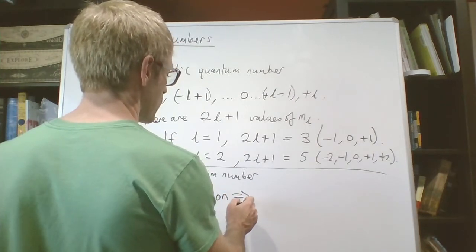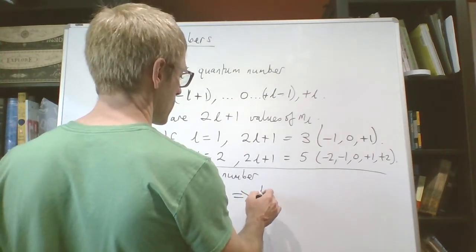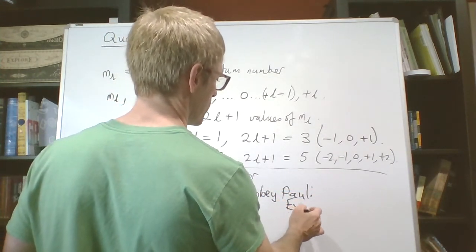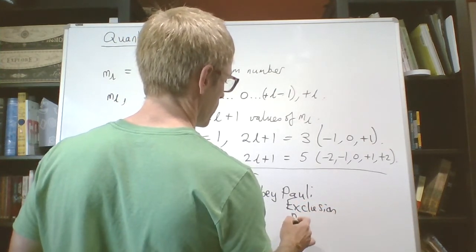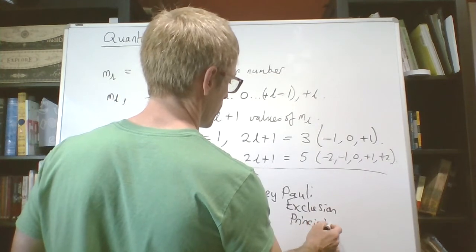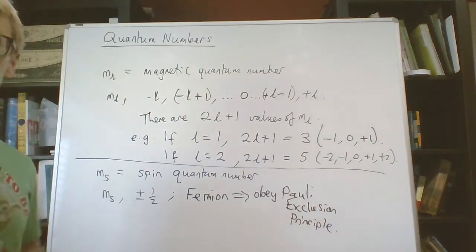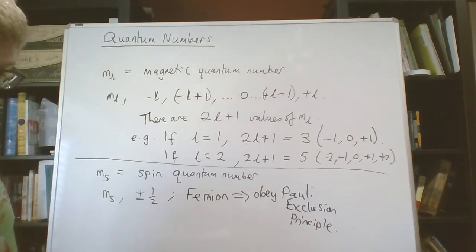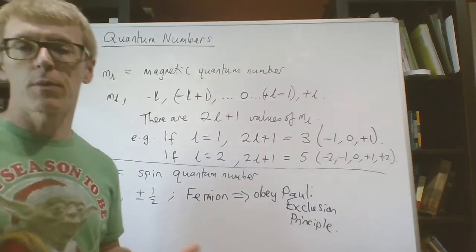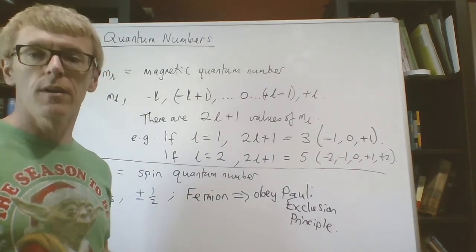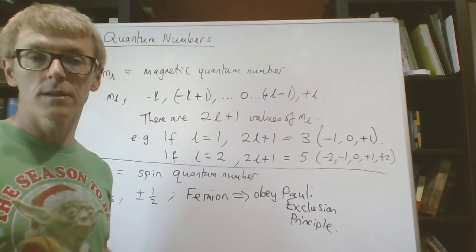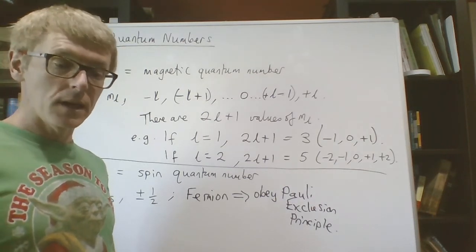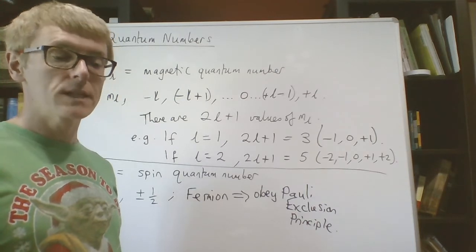And what does it mean to be a fermion? It means that you obey the Pauli Exclusion Principle. And we'll be coming to the Pauli Exclusion Principle a bit later. So our electrons have to obey the Pauli Exclusion Principle. And although we won't be looking at the proton and the neutron in this video, the proton and the neutron are also fermions and they too obey the Pauli Exclusion Principle. And the consequence of that can't be overstated. That's how important it is.